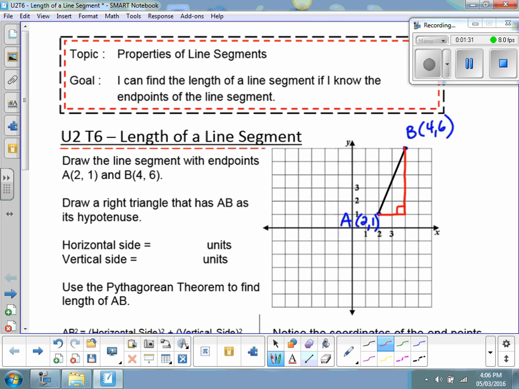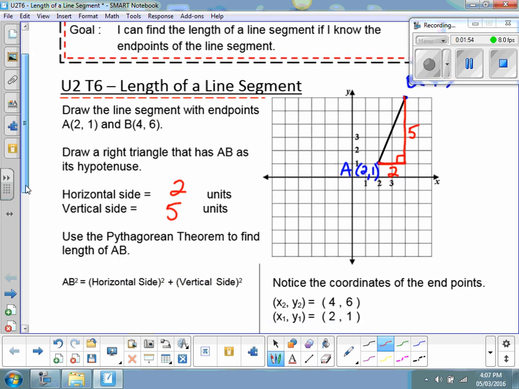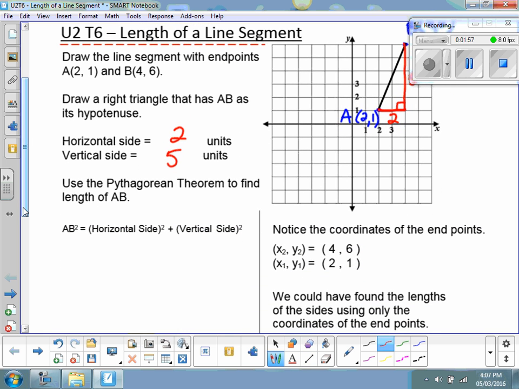Now, we're going to just come up with a number for the length of the horizontal and the vertical lines we just drew. So the horizontal line across the bottom here is 2 units, and the vertical line going up the side is 5 units. So here I'm going to put 2, and I'm going to put 5 for the horizontal side and the vertical side. Now we're going to use Pythagorean theorem to try and find the length of AB.